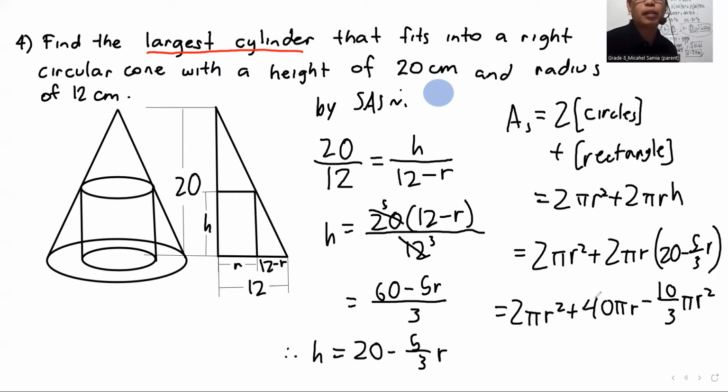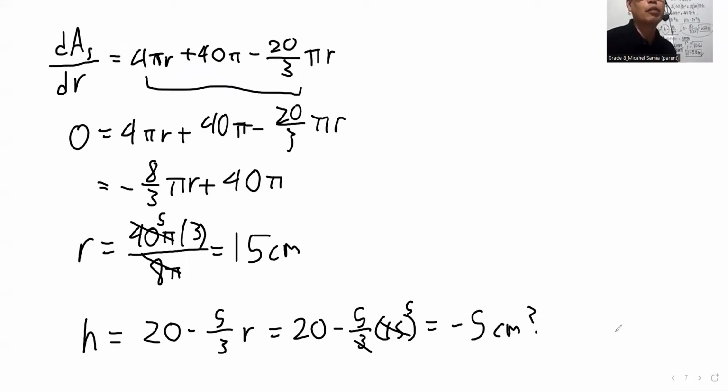Let's go back to the next page. So that's 4 pi r. Negative 20. Let's see where the mistake is. Correct, 0, or negative 20 pi r. 12 minus 20, negative 8 over 3 plus 40 pi. So 80. Yes, 15. Height is equal to 20 minus 3/5 r.